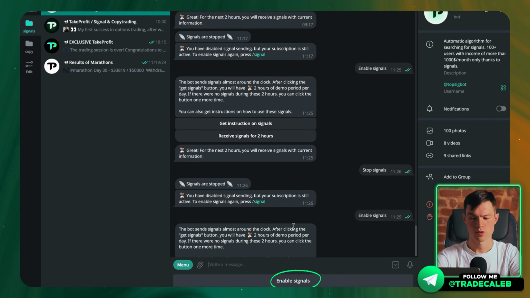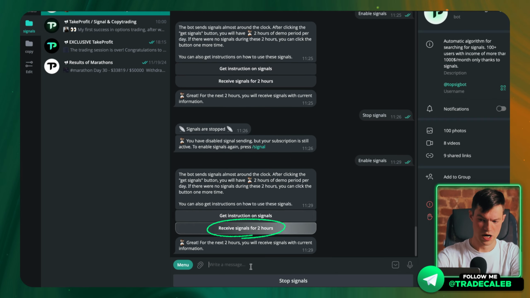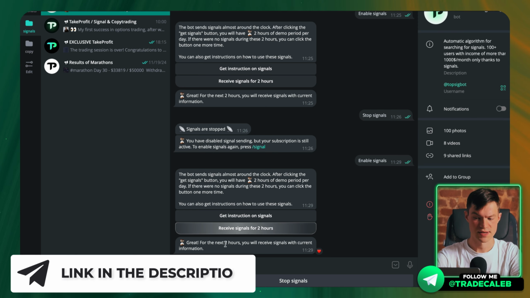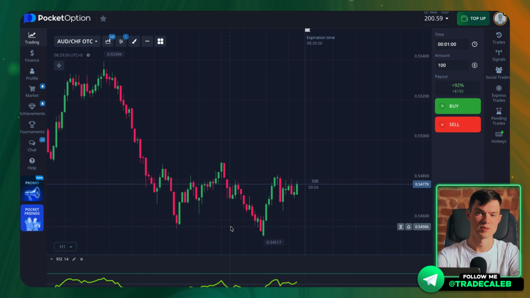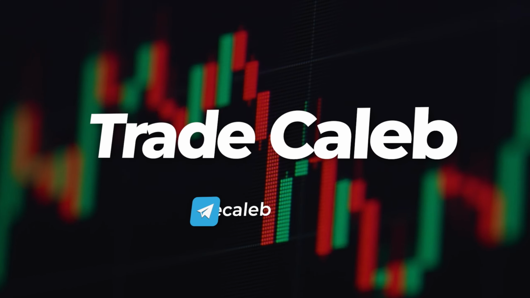Just to be safe, I'm also activating my signal bot. I hope that there will be signals in the next 2 hours, so I don't miss the opportunity to trade and earn some extra money. So let's move on to the trading.